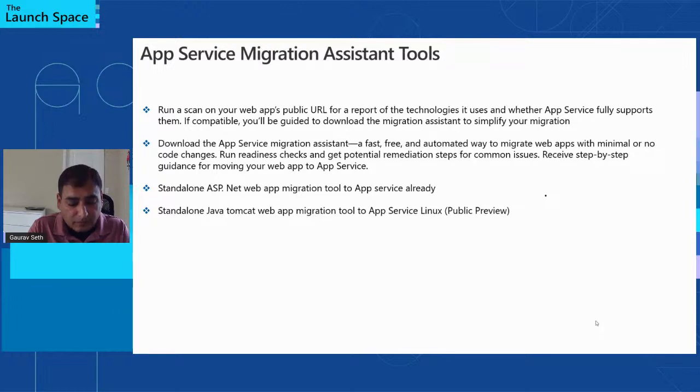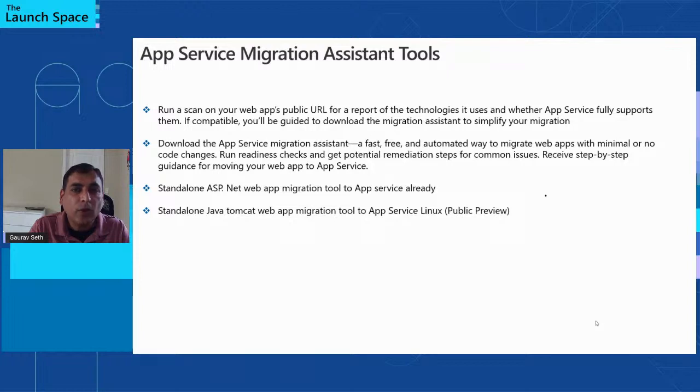And this is, I would say, perhaps the easiest tool for you to get started. If you have a publicly available website, what you can do is go ahead and give the URL on the page, and then we basically generate a report of all the different technologies that your web app is using. And we also let you know if that's compatible with Azure App Services.